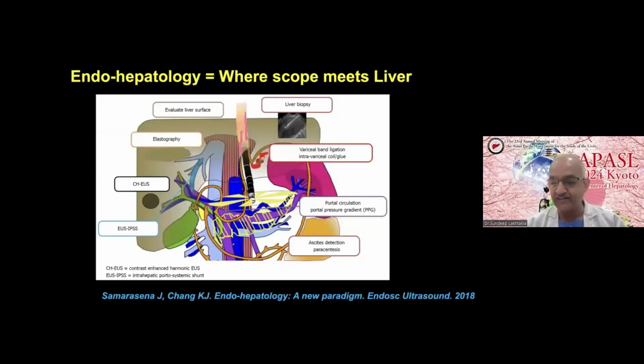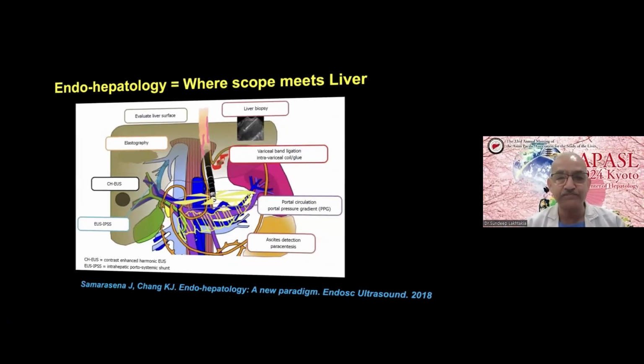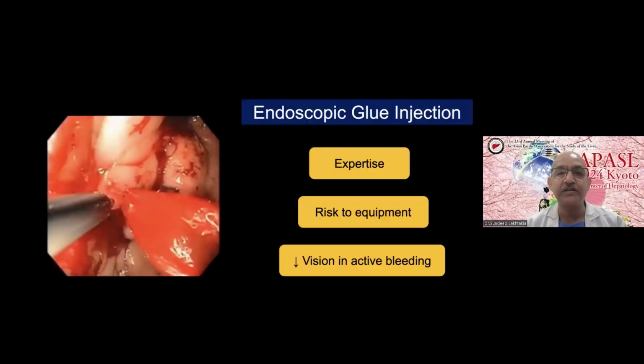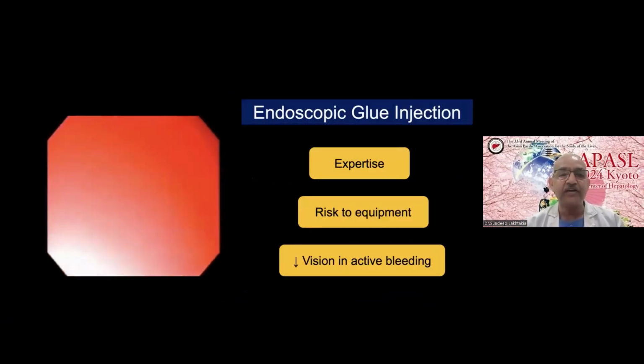We saw this slide when Professor Nakai was speaking, Endo-Hepatology, where endoscope meets the liver. So I'll skip this and move forward. My main topic is EUS-guided variceal treatment. Normally, we have been doing forward-viewing endoscopy, targeting the varices in the fundus. But this requires expertise. And sometimes the blood flow is so torrential that we cannot visualize where the bleed is coming from. Our vision gets hampered, and then the outcome is poor, and the treatment is suboptimal.